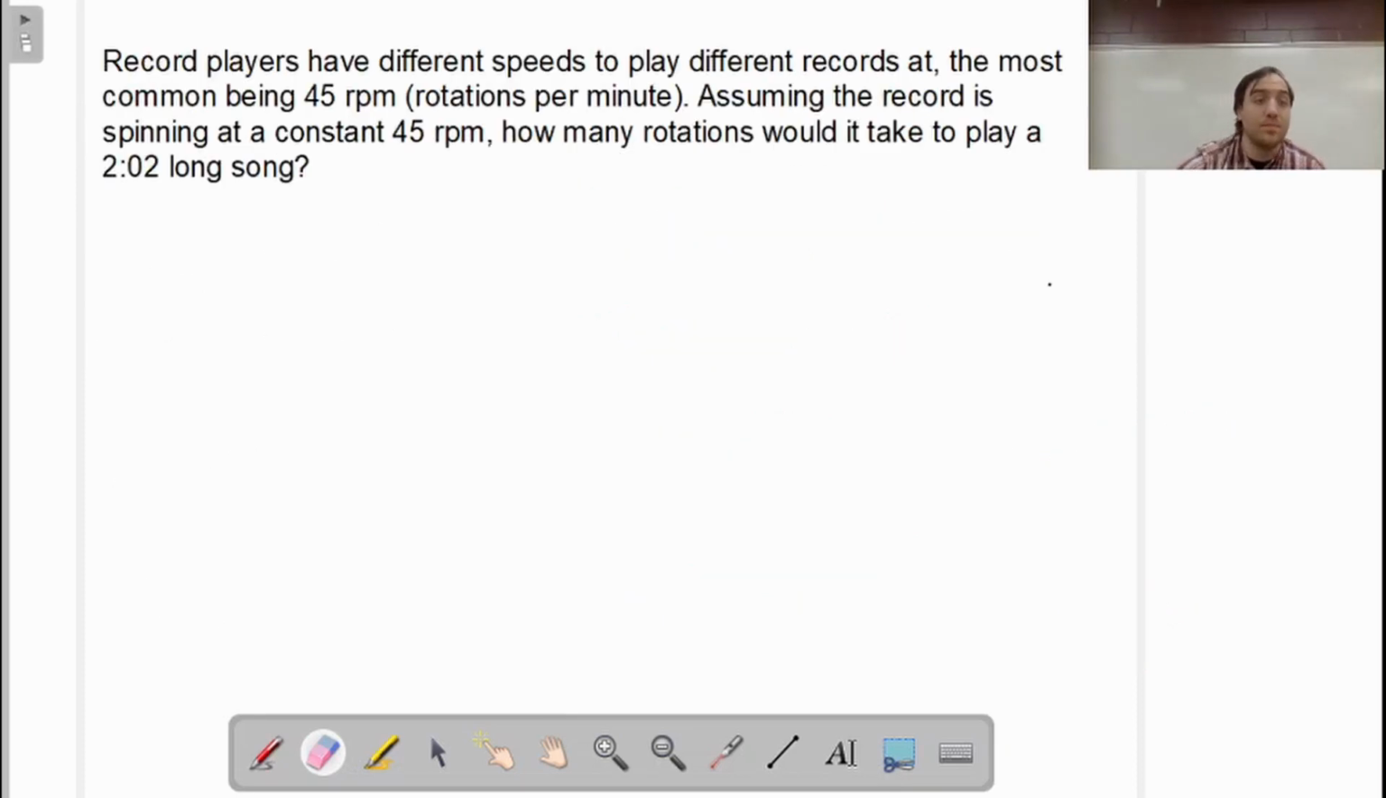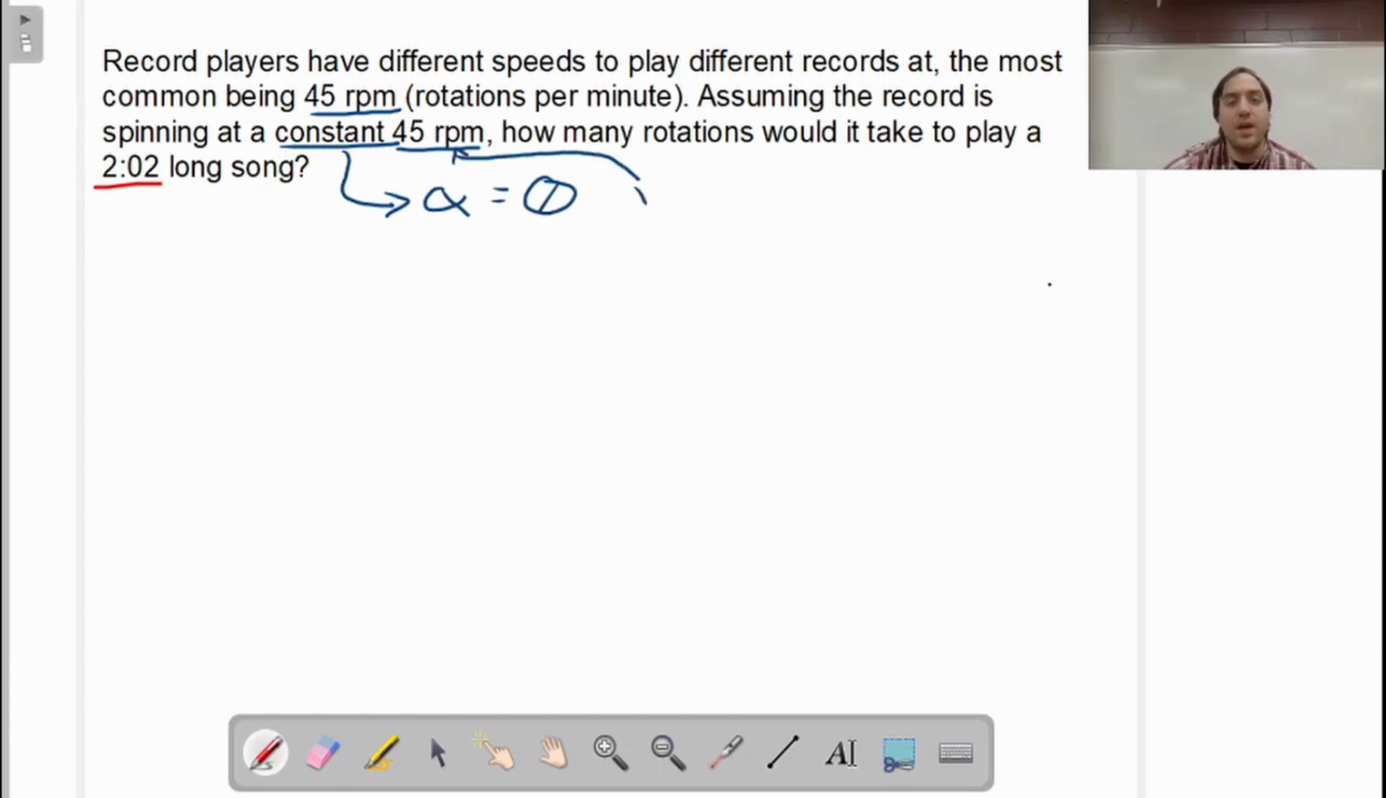So, an example problem. Record players have different speeds to play a record at, the most common being 45 RPM. Assuming the record is spinning at a constant 45 RPM, how many rotations would it take to play a 2-minute and 2-second long song? Okay, let's talk about this. Constant RPM right here tells me that my alpha, my acceleration, is 0. RPM is a velocity. I'll need to translate it. And this is a time. Again, I'll have to translate to seconds. And I want to know how many rotations: givens, unknowns, solve. Just, there's a little bit of unit conversion here.